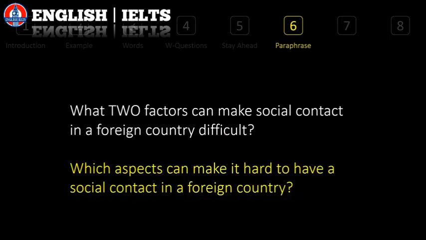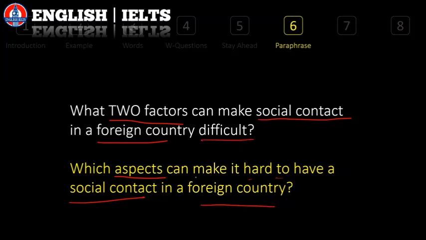They might say something like this. Which aspects can make it hard to have a social contact in a foreign country? Now see, we changed two factors to social aspects. Social contact, that is fine. We can keep it the same. They might keep it the same. Foreign country, similar, but make it difficult, make it hard.